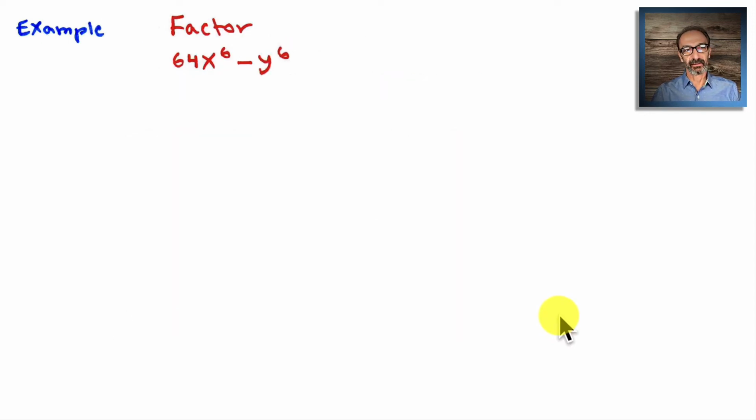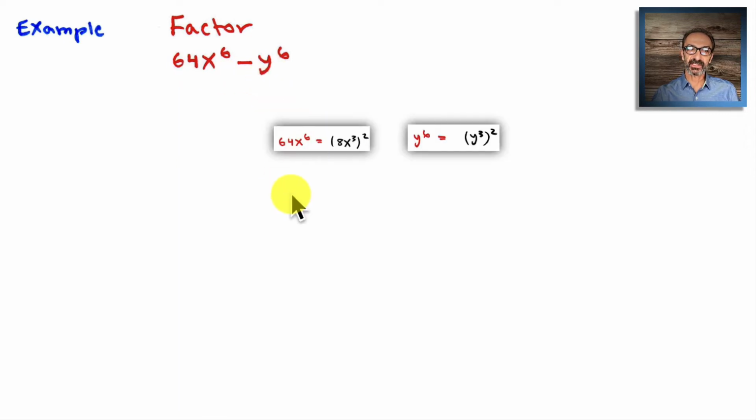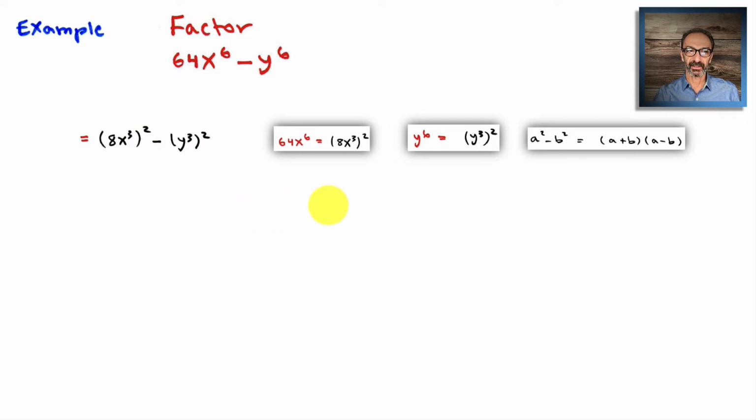Now this one right here, 64x to the 6 minus y to the 6. Looking at each term by itself, I could see that the 64x to the 6 is a perfect square. 8x to the third times 8x to the third. And y to the 6 will be y to the third times y to the third. So we're looking at difference of two squares. We have a formula for difference of two squares. A squared minus b squared gives me a plus b times a minus b. We're going to apply that.